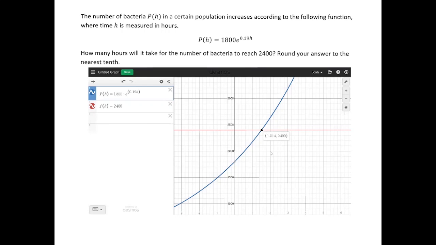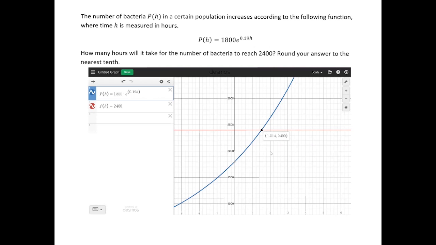This problem says that the number of bacteria, P of h, in a certain population increases according to the following function, where time h is measured in hours. We have this exponential function that says P of h is equal to 1,800 times e raised to the power of 0.19h. So an exponential growth function. We want to know how many hours it will take for the number of bacteria to reach 2,400. Round your answer to the nearest tenth.